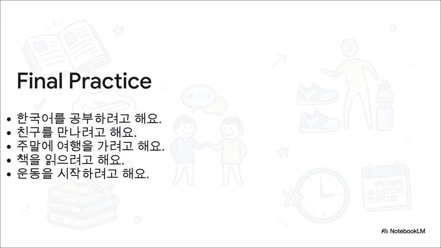Great. Now, just to make sure it's really locked in, let's do that one more time. Same sentences, same slow pace. Just listen. 한국어를 공부하려고 해요. 친구를 만나려고 해요. 주말에 여행을 가려고 해요. 책을 읽으려고 해요. 운동을 시작하려고 해요.